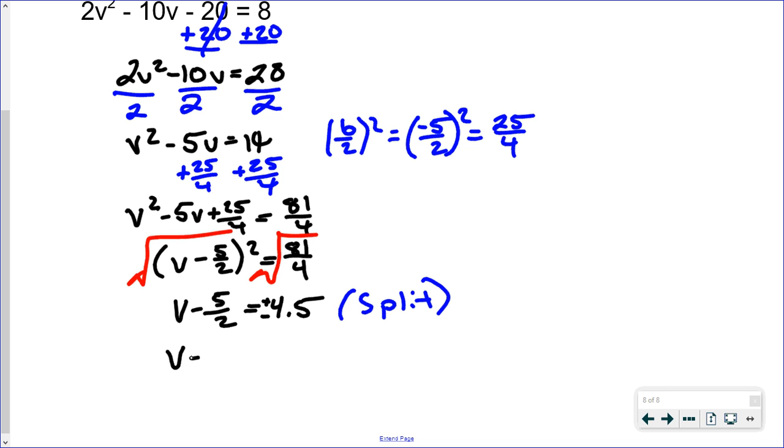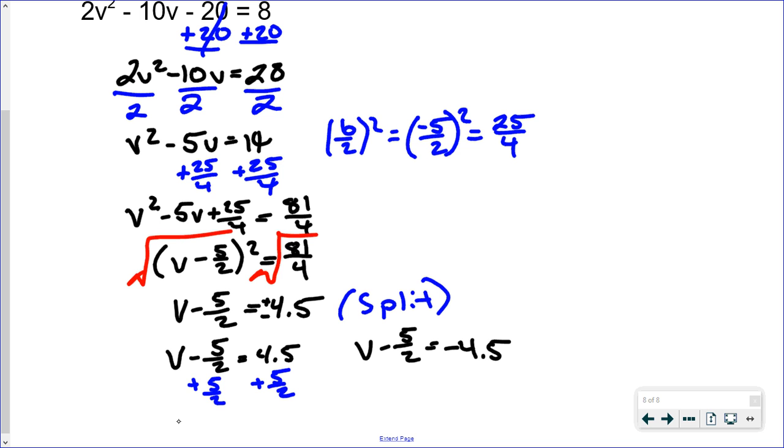So v minus 5/2 equals positive 4.5, and v minus 5/2 equals negative 4.5. And solve these, so add 5/2 to both sides. And my first answer is v equals 7. Add 5/2 plus 5/2, and v equals negative 2.